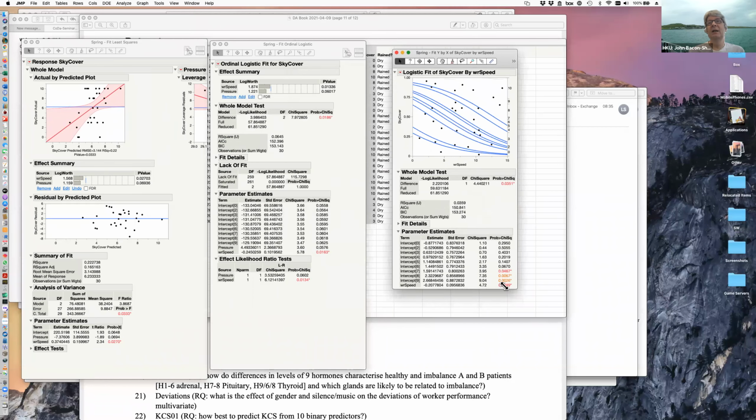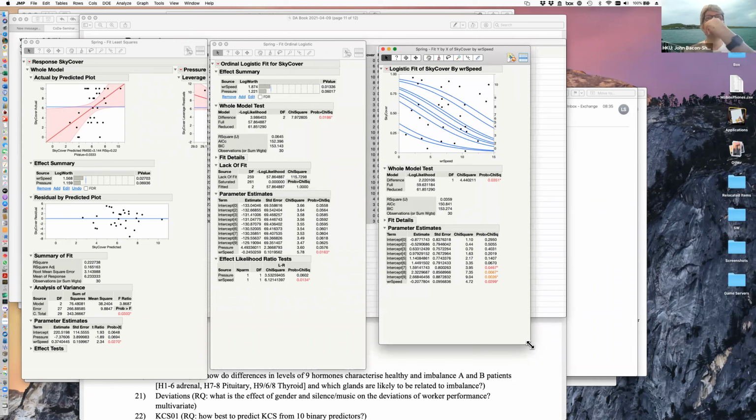So this is showing us how this works. It's showing us all the intercepts, and the intercepts are increasing as we go across the categories. It's telling us when the wind speed is high, we expect the sky cover to be high. When the wind speed is low, we expect the sky cover to be low. You can see when the wind speed is 0, it's predicting roughly a 30% chance of no sky cover at all. Another perhaps 10% chance of sky cover 1, and another 20% chance of a sky cover of 2.